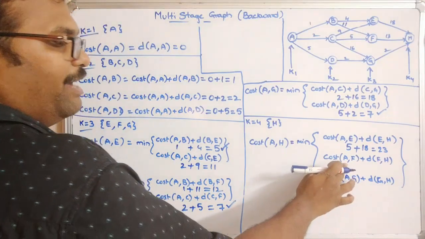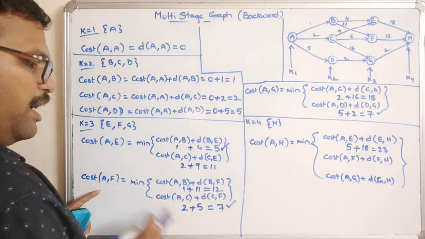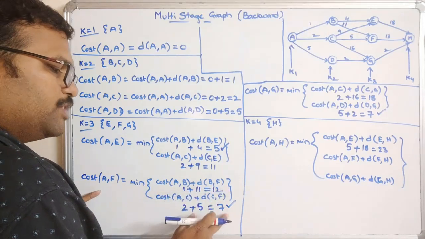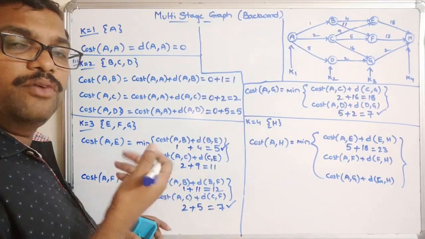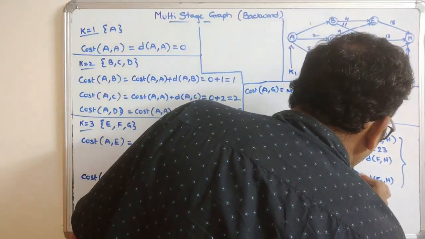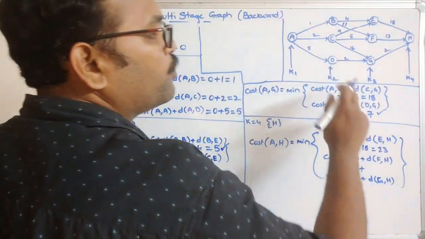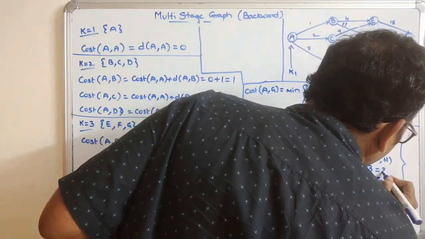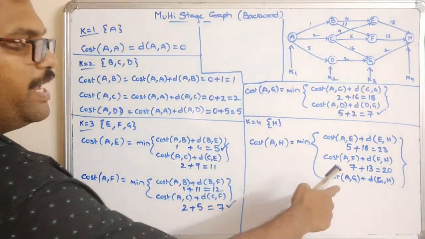And cost of AF is already computed here. AF again we got 2 values, 2 possible paths. One is with 12, one is with 7. So we need to consider the lowest path. That means 7. So 7 plus distance from F to H. F to H, the distance is 13. So which is 20.